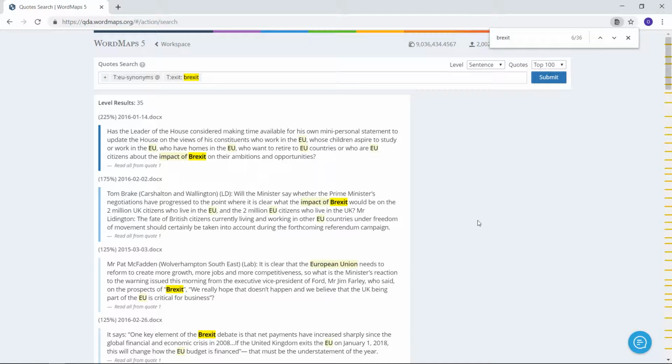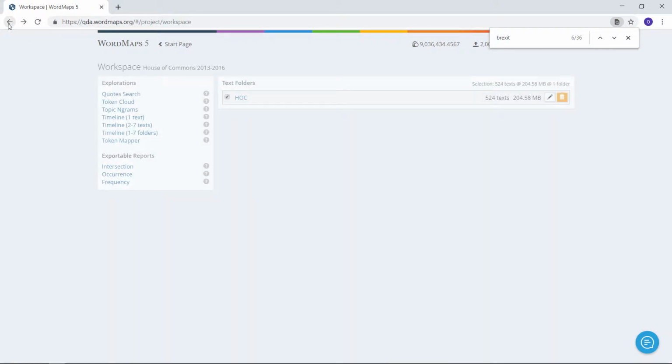Now, the reason why I want to go wider than this very specific investigation is I want to see how big an issue this is. How much time does the House of Commons actually spend talking about Brexit? And this analysis here does not at all answer that question. It only shows the specific quotes where EU and Brexit are mentioned in the same sentences. You see up here we have selected sentences as our criterion. So we have to go a little bit back here, and we can try another approach.